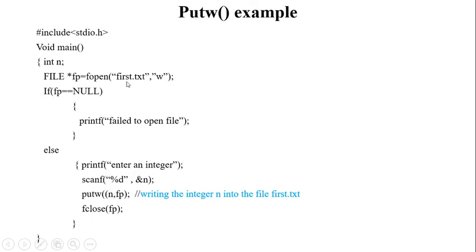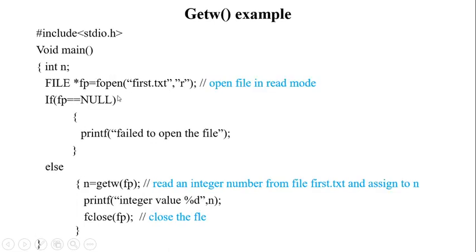First of all, I am opening a file first.txt in write mode. So checking if fp is equal to null. That means if first.txt does not exist, it will return a null value into this fp pointer. If fp equal to null, then we will get a message, failed to open the file. And if the first.txt file exists, then the control will go to this else part.